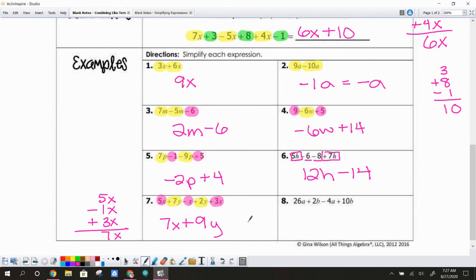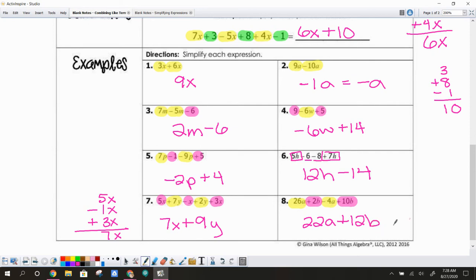So pause the video, try 8. If you're trying 8, you should have highlighted those or circled or identified however you did. So I'm going to go ahead and combine my like terms, and my a terms, when I combine them, I get 22a. And when I combine my b terms, I get 12b.